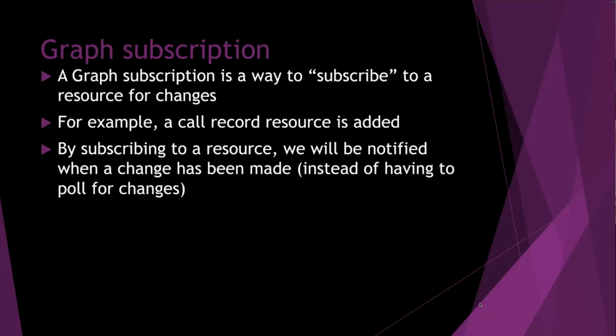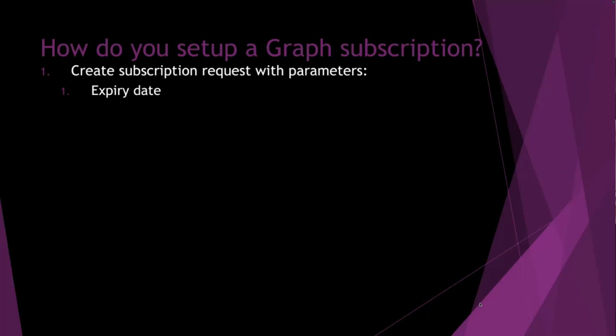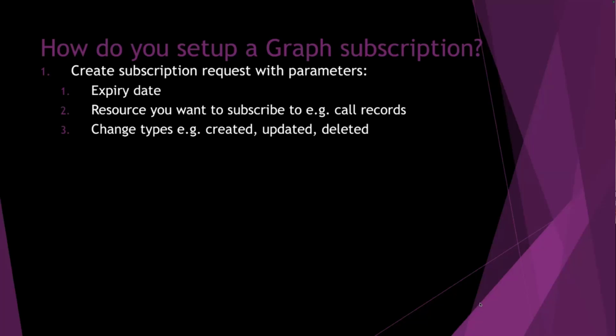So how do you set up a Graph subscription? We're just going to quickly go over the steps. Hopefully it'll help the code talk a bit better to you. So first thing is you need to create a subscription. So you need to provide some parameters. The first one is the expiry date, then the type of resource. So in this case, call records.